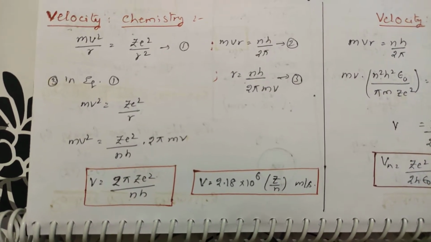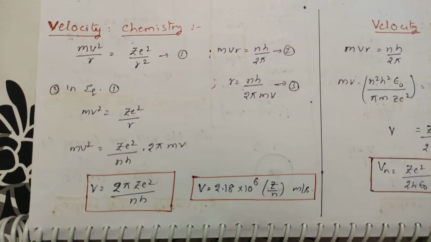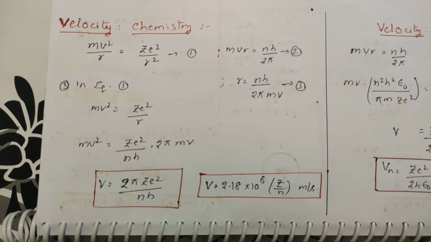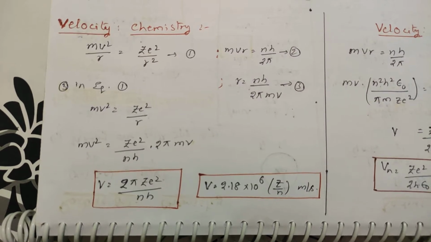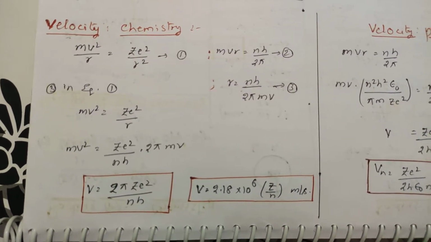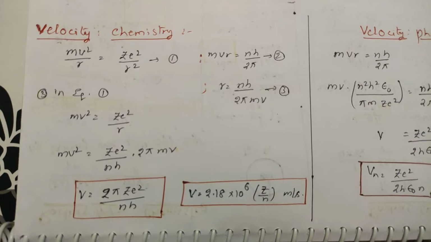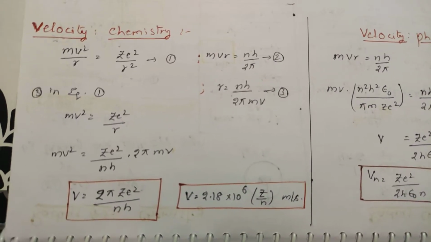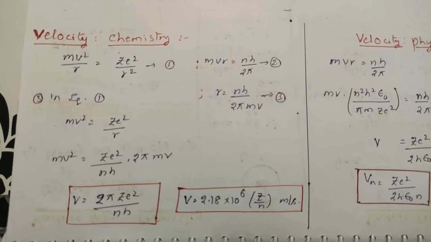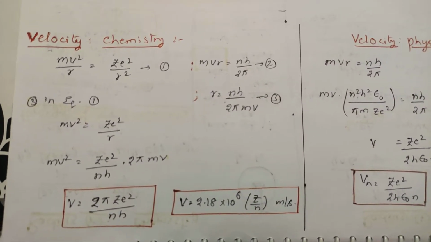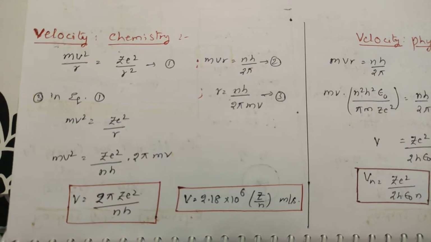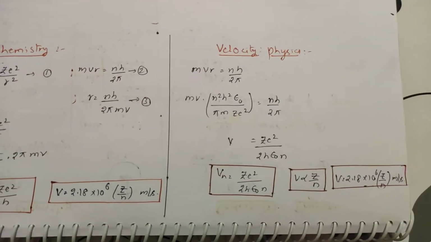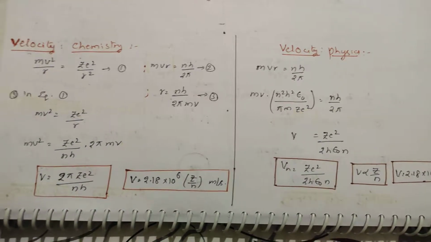What are the variables in this equation? 2 is constant, π is constant, Z is variable, the charge of the electron is constant, n is variable, h is constant. If you substitute all the values, you get velocity equal to 2.18 into 10 power 6 Z by n, in meters per second. So velocity is proportional to Z by n: directly proportional to atomic number, and inversely proportional to n, that is, to the radius of the orbit. This is the derivation with respect to physics. Anyhow, the value is the same.